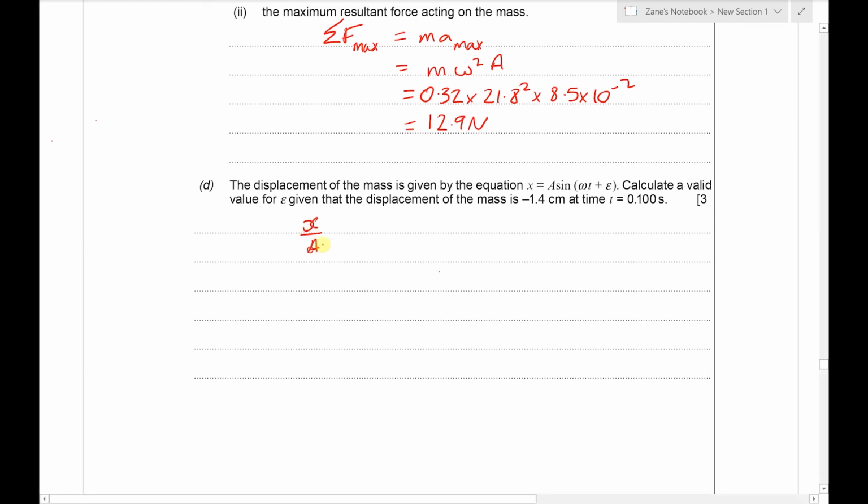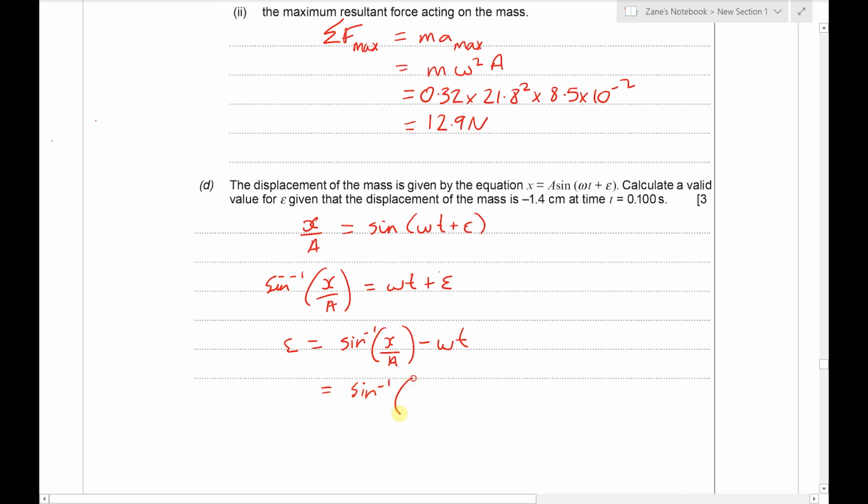First step, divide both sides by A, which gives you sine of omega t plus epsilon. Sine minus 1 of both sides will leave you with omega t plus epsilon. Epsilon then is sine minus 1 of x over A minus omega t. Let's put in the values. Sine minus 1 of minus 1.4 over 8.5.